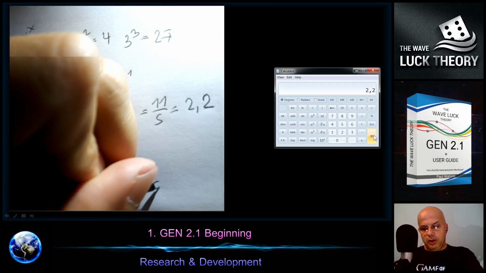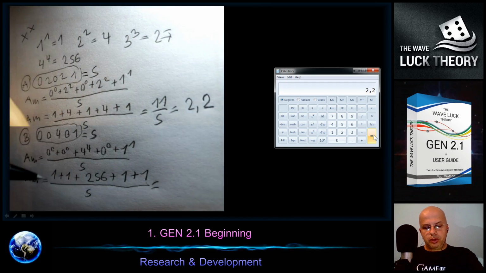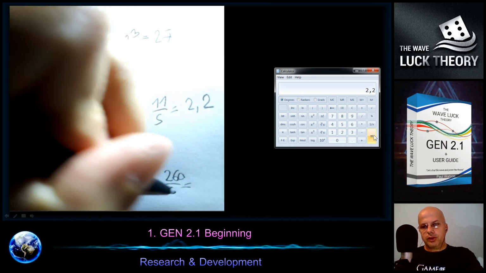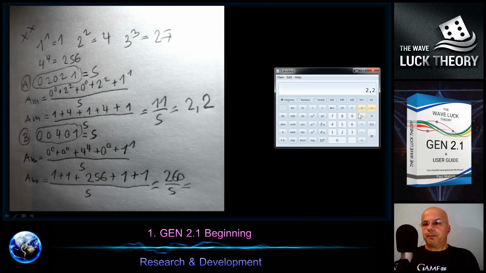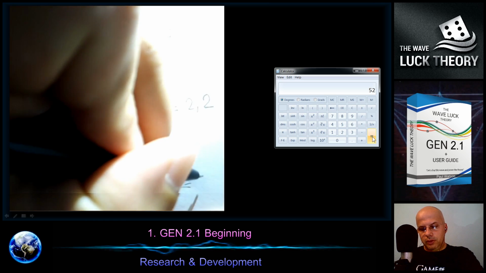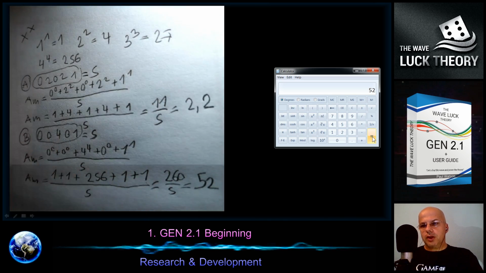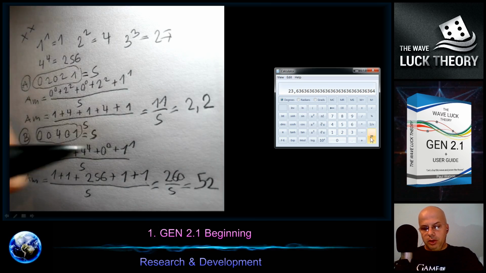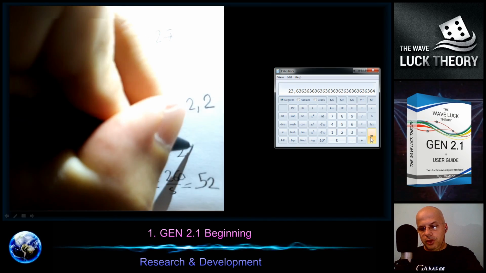And it's 260 divided by 5, and it's equal to 52, and 52 divided by 2.2 is 23.6.